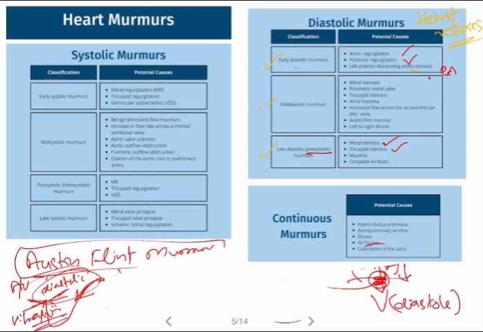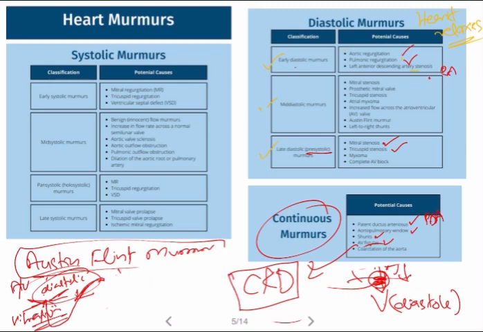Now we have a continuous murmur. Continuous murmurs are those murmurs which are there throughout diastole and systole. This happens due to patent ductus arteriosus, PDA, which is a machinery murmur, and aortopulmonary window. Also in shunts and AV fistulas, you get a continuous murmur. You usually get this in CKD patients, where these patients are kept on AV fistulas. And coarctation of aorta is another cause of continuous murmurs.